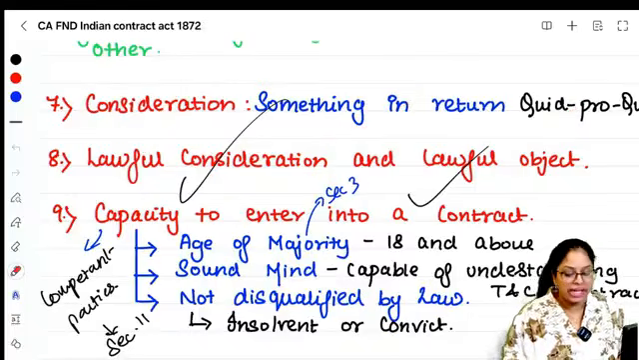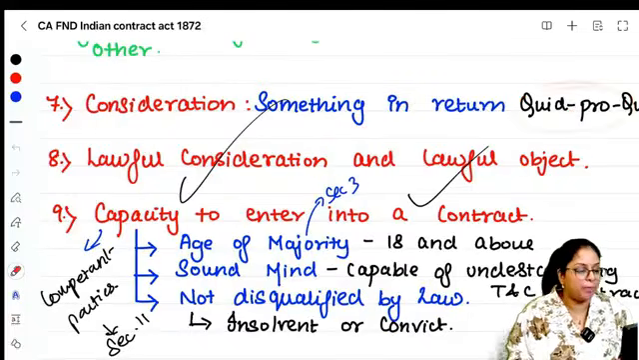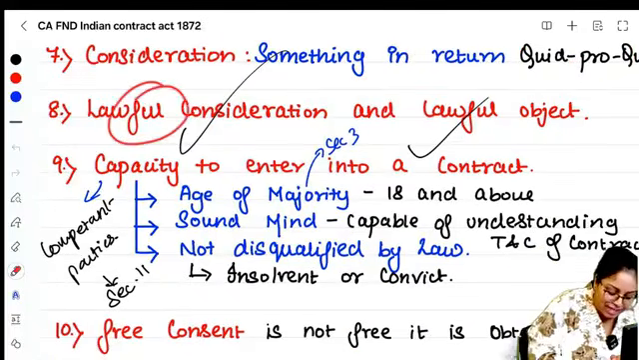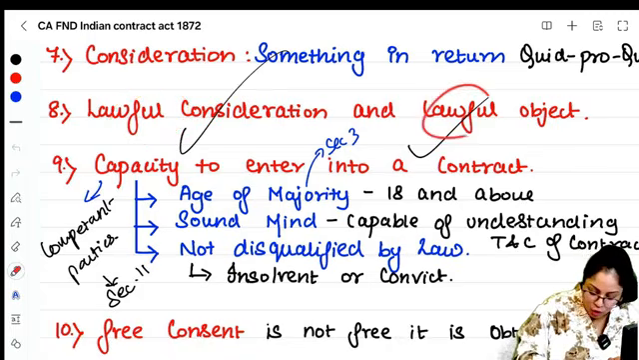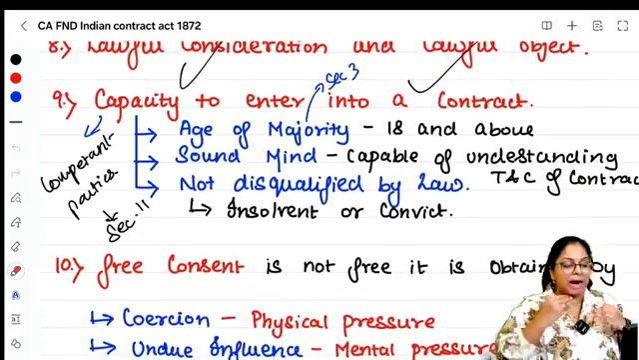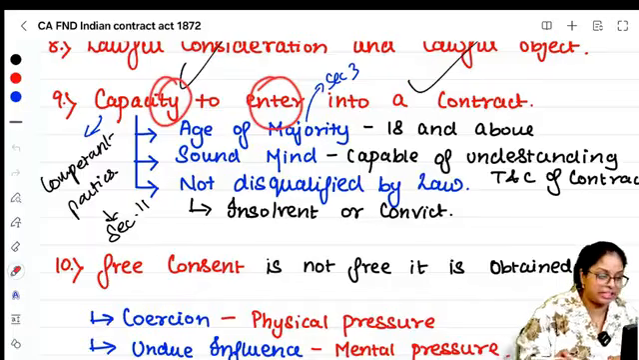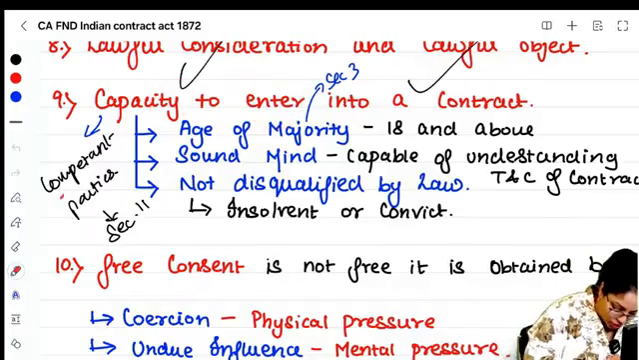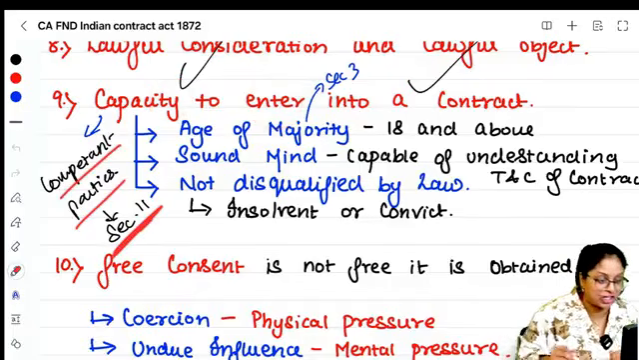2D is consideration. Consideration means something in return for each other. The Latin maxim is quid pro quo. Apart from consideration, the object should also be lawful. Parties to a contract must have the capacity to contract. What is the section for capacity to contract? Section number 11.